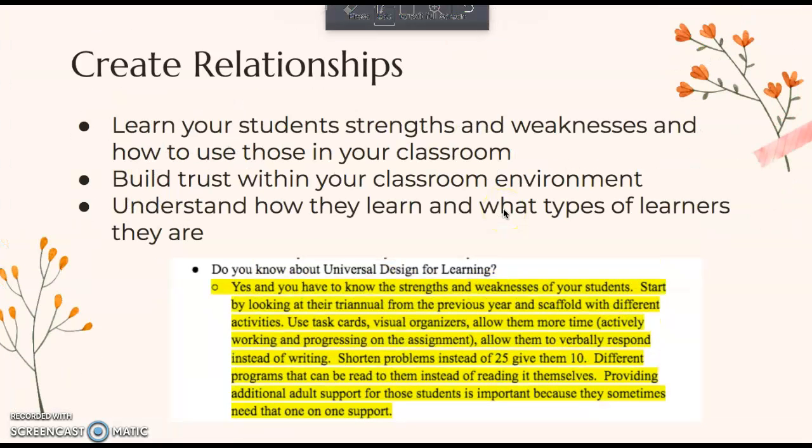So the next one I highlighted is creating relationships with your students. You want to learn your students' strengths and weaknesses, as I've said before, and build trust within your classroom environment. When I was also doing the interview with my teacher, we also talked about Universal Design for Learning, how to understand what your students need from you as a teacher.